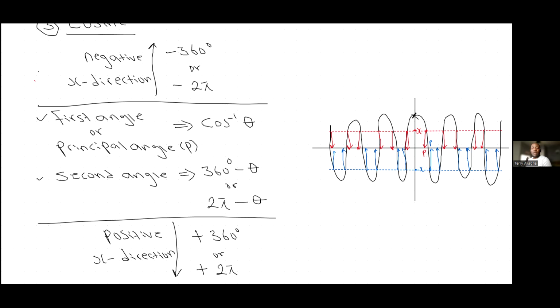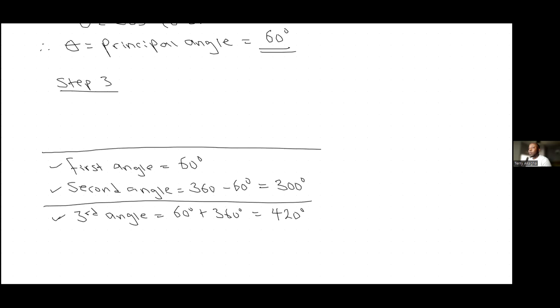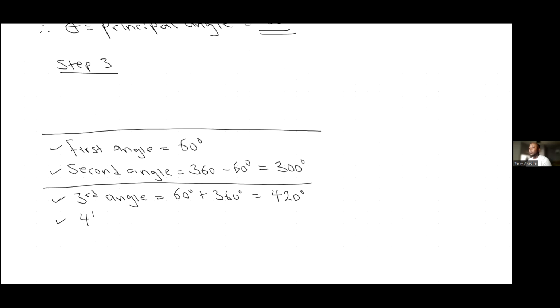So how do we do that? To get the third angle in the positive direction, we have to keep on adding 360, right? So the third angle here in the positive x direction will be 60 degrees plus 360. And that will give us what? 420 what? Degrees.